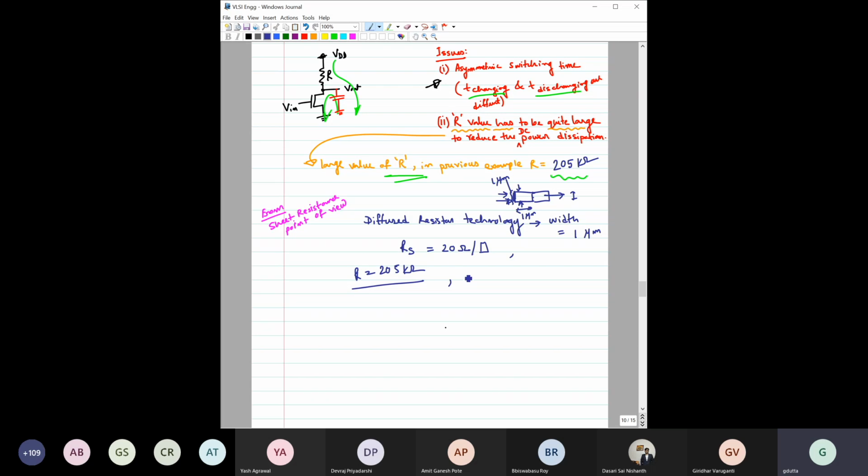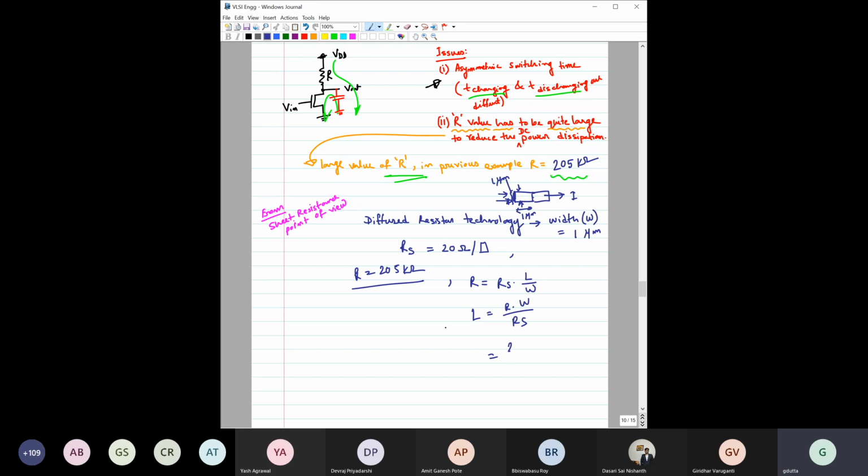And RS is this one. Now we also know that R, we can write it as R equal to RS, the sheet resistance, into length by width. Now what is this width? Width is 1 micrometer. So then what is length? Length is equal to R into width by this RS.